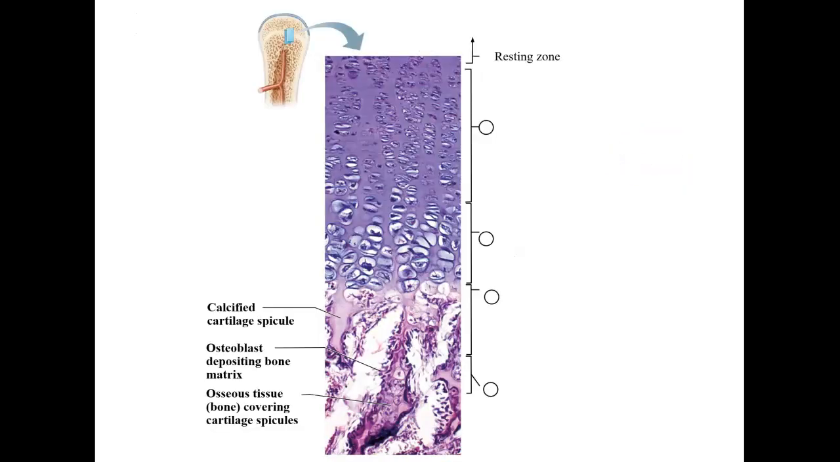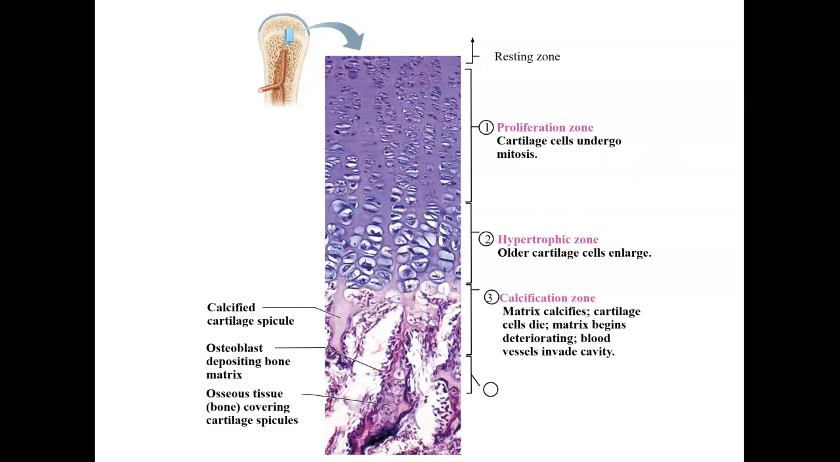And so looking here, you can see that we started off with the resting zone up top. Then we go into that proliferating zone, and you see those cells undergoing mitosis. As they undergo mitosis, they're going to push that cell further down. It goes into then the hypertrophic zone. That's where those older cartilage cells are going to start to enlarge and change over. Then it changes over to that calcification zone. That's where the matrix is going to calcify. Cartilage cells are going to die out.